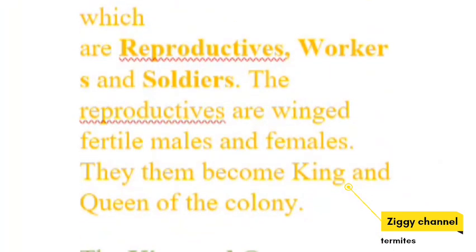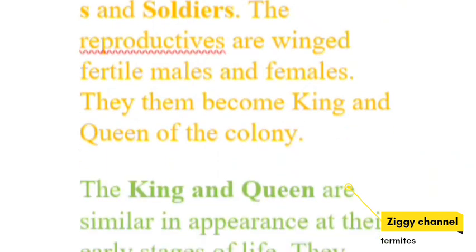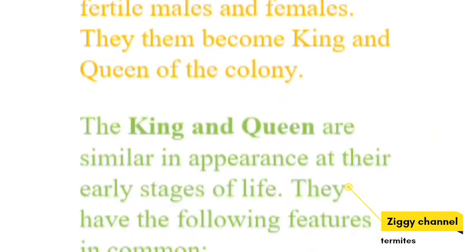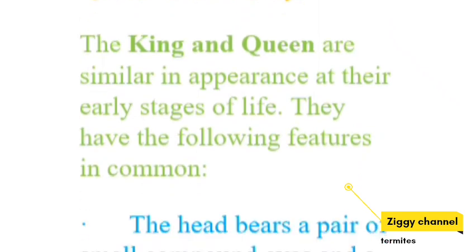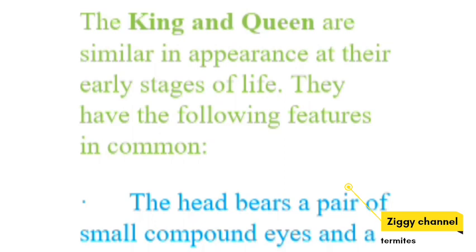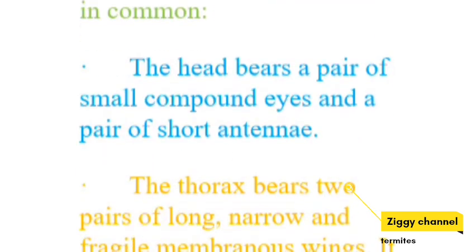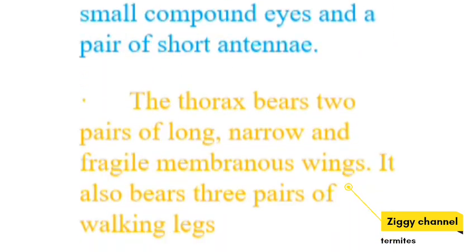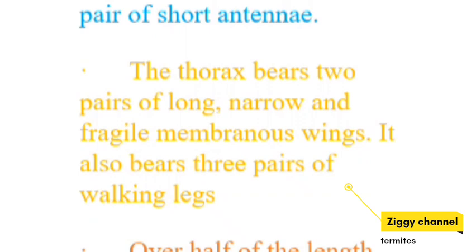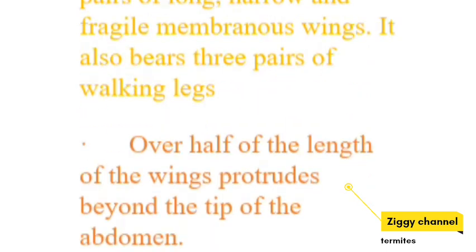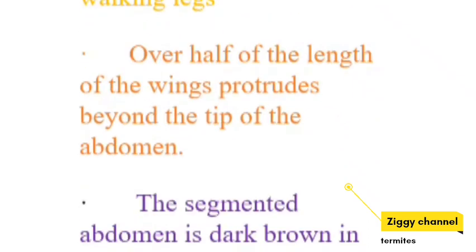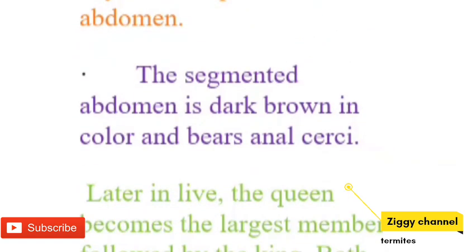The reproductives are the fertile males and females. They then become king and queen of the colony. The king and queen are similar in appearance at their early stages of life. They have the following features in common. The head bears a pair of small compound eyes and a pair of short antennae. The thorax bears two pairs of long, narrow and fragile membranous wings. It also bears three pairs of walking legs. Over half of the length of the wings protrudes beyond the tip of the abdomen. The segmented abdomen is dark brown in color and bears a pair of cerci.